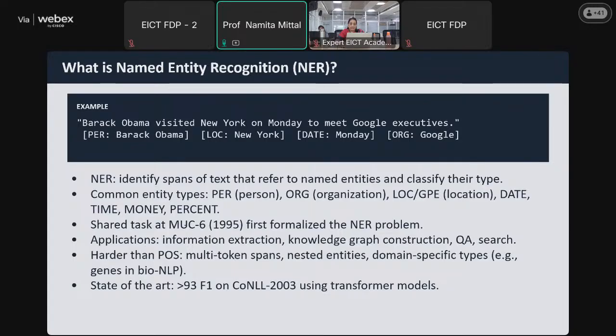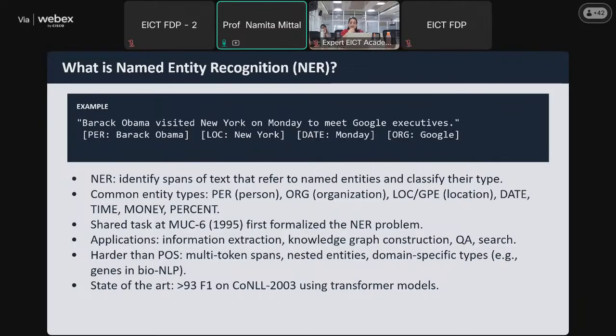The applications are information extraction. For example, in question answering, we need to know what kind of information it is. Suppose the question is: who is the Prime Minister of India? Then the information is to be extracted, instead of giving the whole paragraph or document, our cursor reaches exactly the place where the answer lies. That is information extraction. Then knowledge graph construction: how the entities are connected with each other in terms of some relationship. Question answering and search are also use cases of NER.